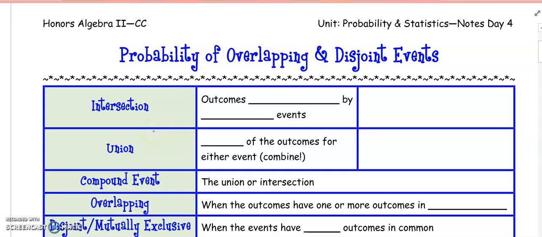Mrs. Delzati here. Today we're taking a look at UPS, Notes Day 4. We're going to be working with the probability of overlapping and disjoint events.